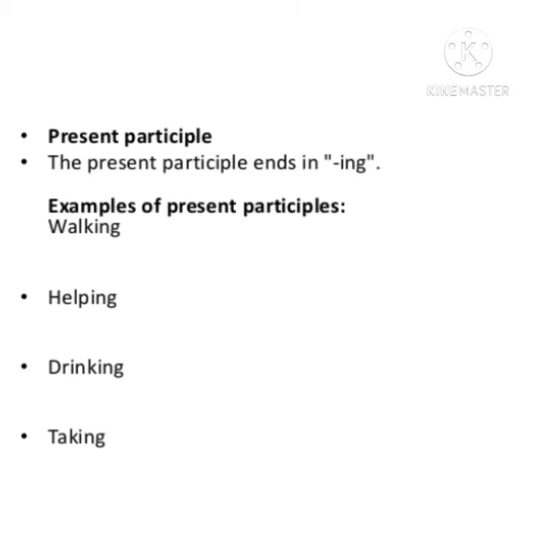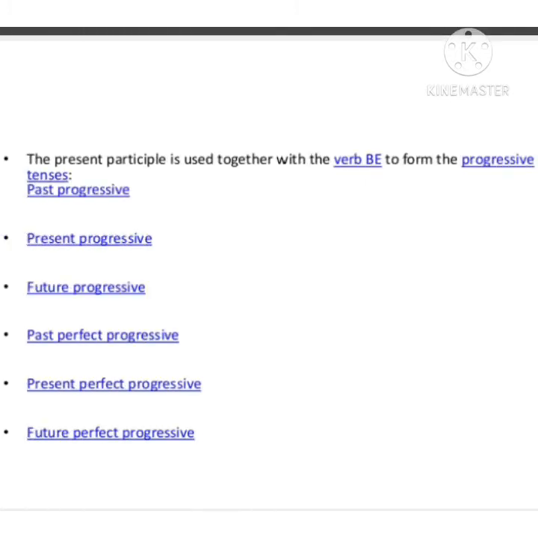First of all, let's try to understand present participle. The present participle ends in ing. For example, walking, helping, drinking, and taking are examples of present participles. Now let's see the uses of present participles.